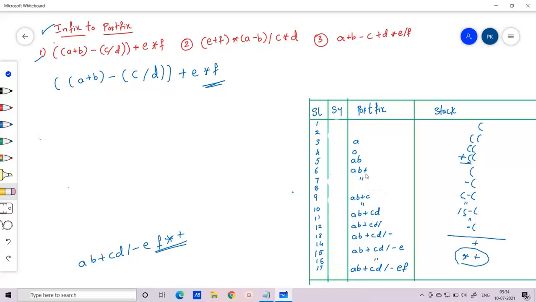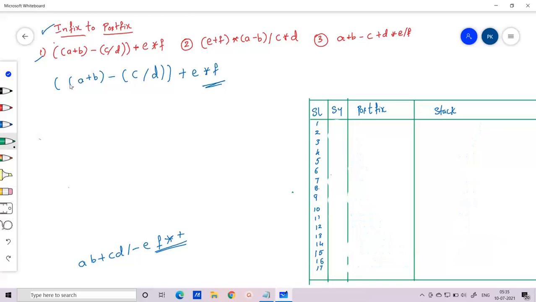So now we'll go to the next problem, which is: we have opening brackets, E plus F, closing brackets, multiplication symbol, and you have A minus B, and you have divide by, and you have C into D. So this is our second problem. So here I'm going to start as it is with the characters.